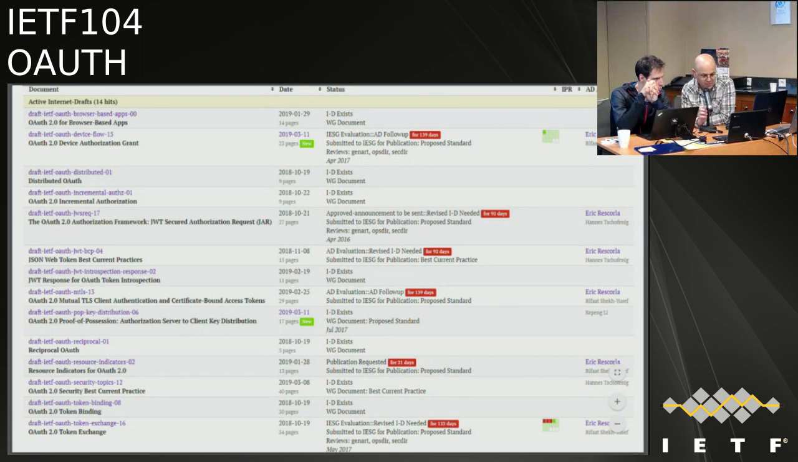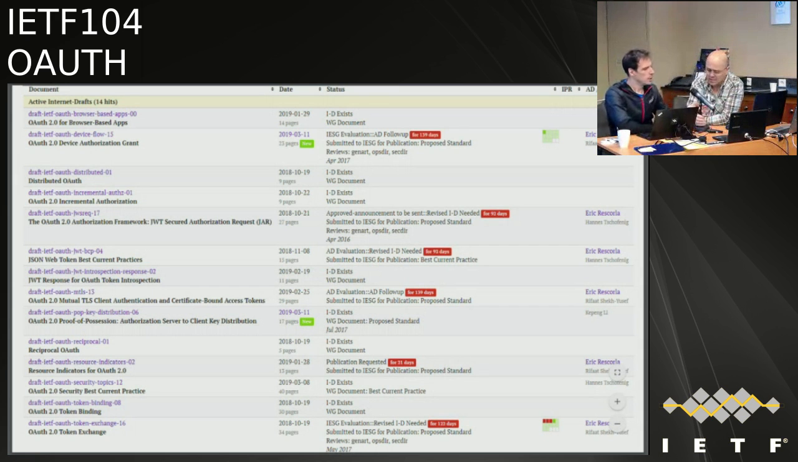Resource indicator, this was submitted to the IESG just recently, a few days ago, 3 weeks ago, right? So we're good there. Security topics is going to be discussed later today. And token binding. There was no update recently.